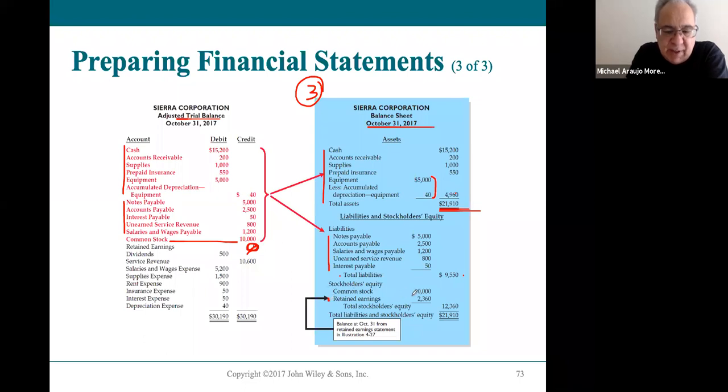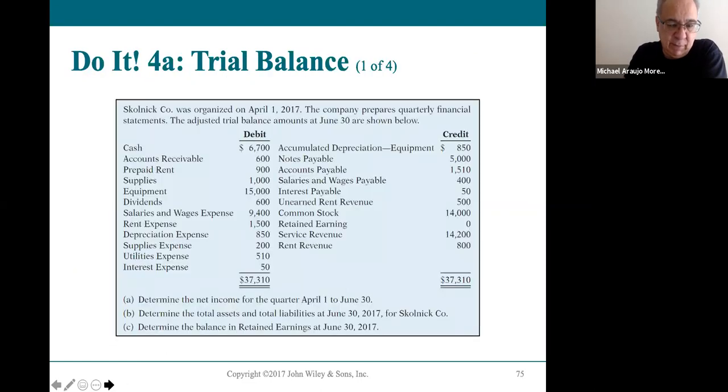So stockholders' equity, common stock is 10 grand. Retained earnings, you calculated as 2,360 from the previous statement. Don't forget that. Total stockholders' equity, 12,360. Add them together, bada boom, bada bing, 21,910. Your balance sheet balances. Amen, hallelujah. Perfect. Okay. So the big thing you need to know here is in the first part of this learning objective, the adjusted trial balance is the trial balance that's done after the adjustments.